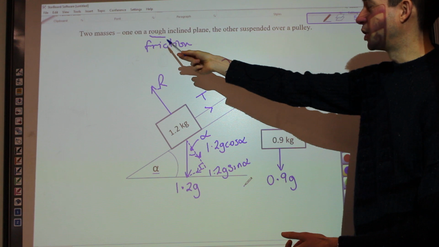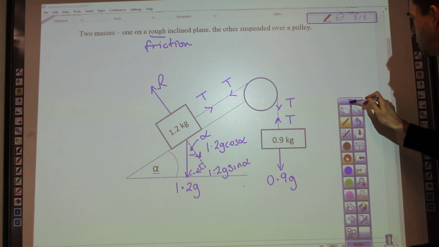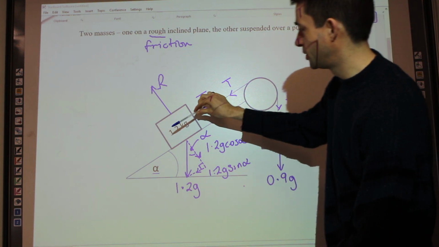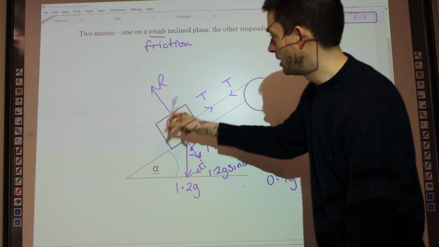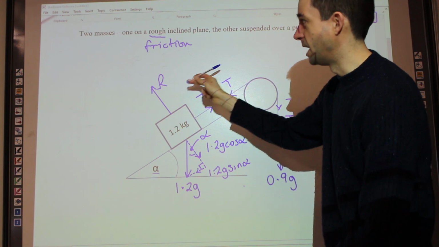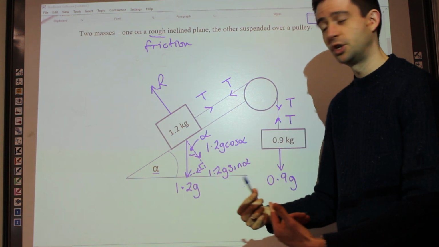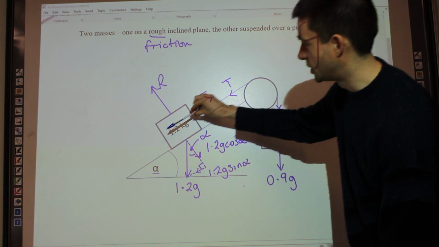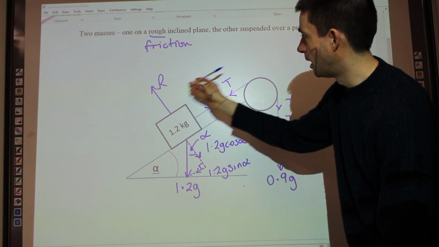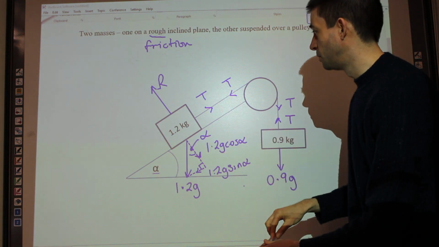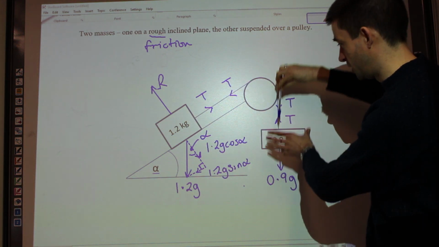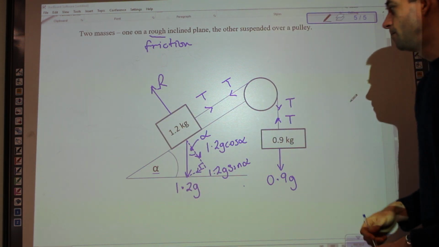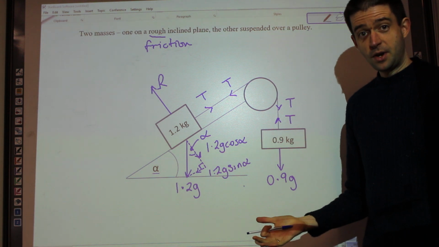Okay. We have friction. Now friction is interesting here because friction will depend on the direction of the particle. If the particle slides down the plane, then friction will act up the plane, because friction opposes motion or the intended direction of motion. So if the whole thing wants to slide down, friction's going to go up like this. If the whole thing wants to go up, because this one's moving downwards, then friction will go down like that. So that's a little bit of the theory of it.